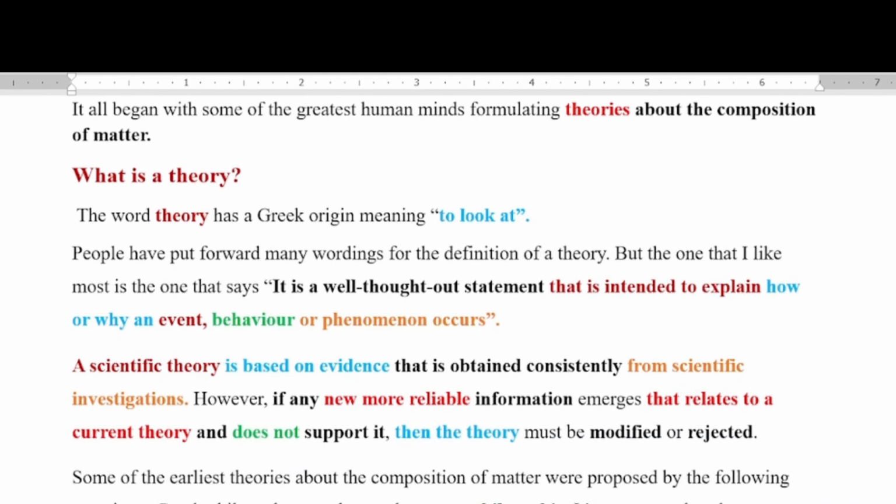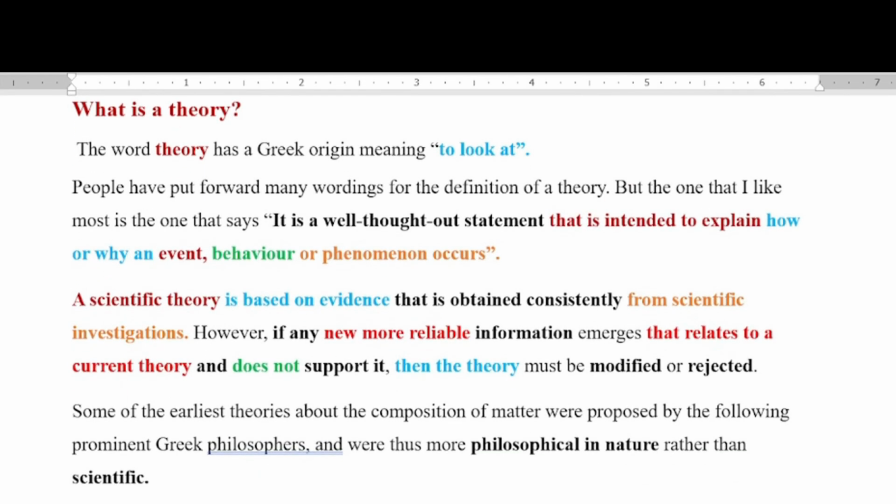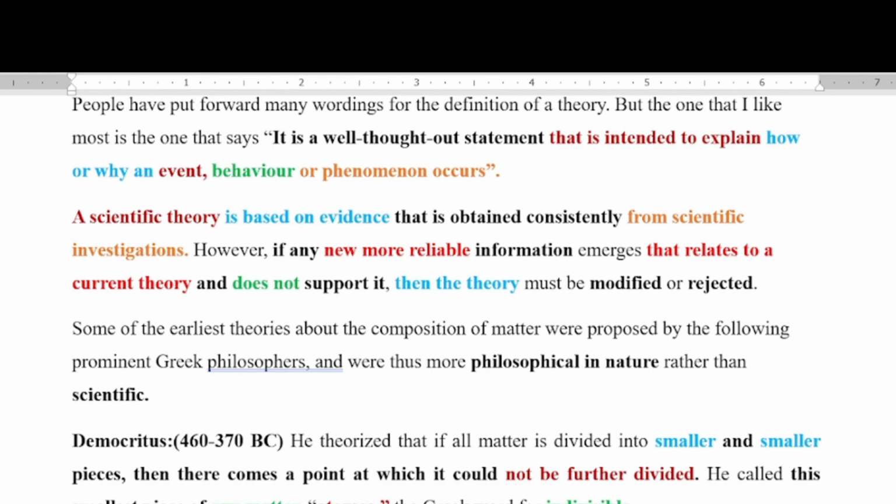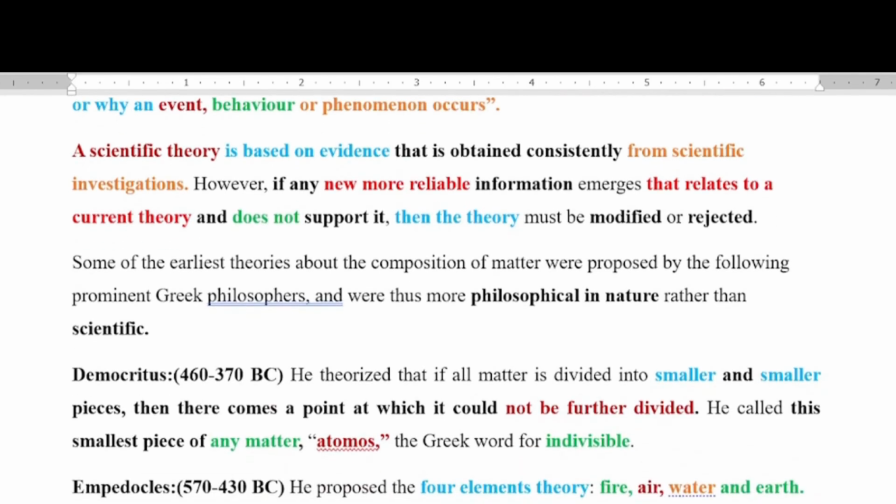What is a theory? The word theory has a Greek origin meaning to look at. People have put forward many wordings for the definition of a theory, but the one that I like most is the one that says, it is a well thought out statement that is intended to explain how or why an event, behavior, or phenomenon occurs. A scientific theory is based on evidence that is obtained consistently from scientific investigations. However, if any new, more reliable information emerges that relates to a current theory and does not support it, then a theory must be modified or rejected.